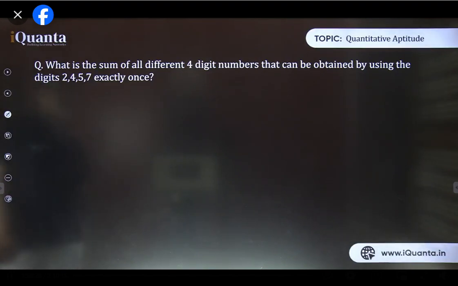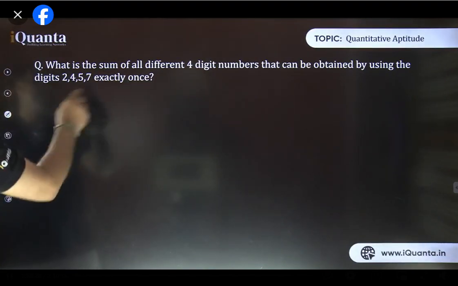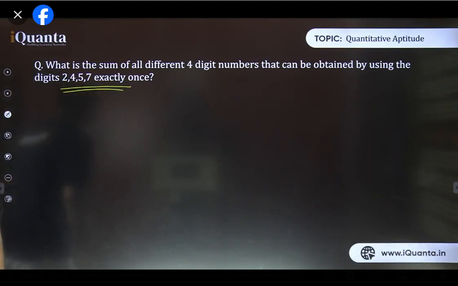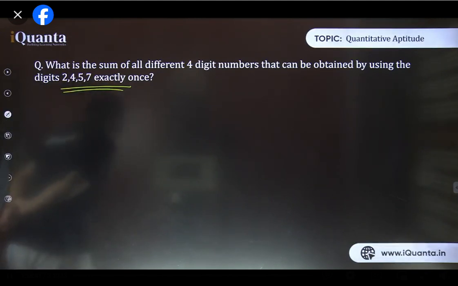Okay, what is the sum of all different 4-digit numbers that can be obtained by using the digits exactly once? First, can you tell me in total how many numbers can be formed here? How many 4-digit numbers can be formed by using all these 4 digits? Quickly answer this.